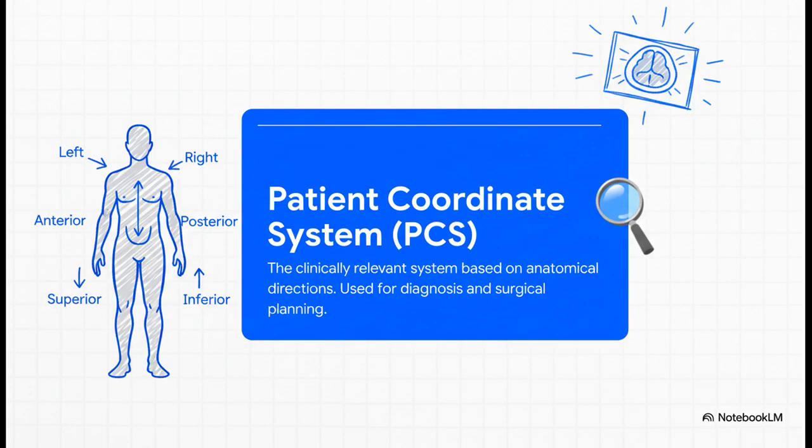Okay, this is where the real magic happens. The second system is the Patient Coordinate System, or PCS. And what it does is it maps that simple spreadsheet grid onto the patient's actual anatomy. It uses the standard directions doctors use, left to right, anterior to posterior, which is just a fancy way of saying front to back, and superior to inferior, or head to toe. This is the body's true GPS. This is what makes a scan something a surgeon can actually use.